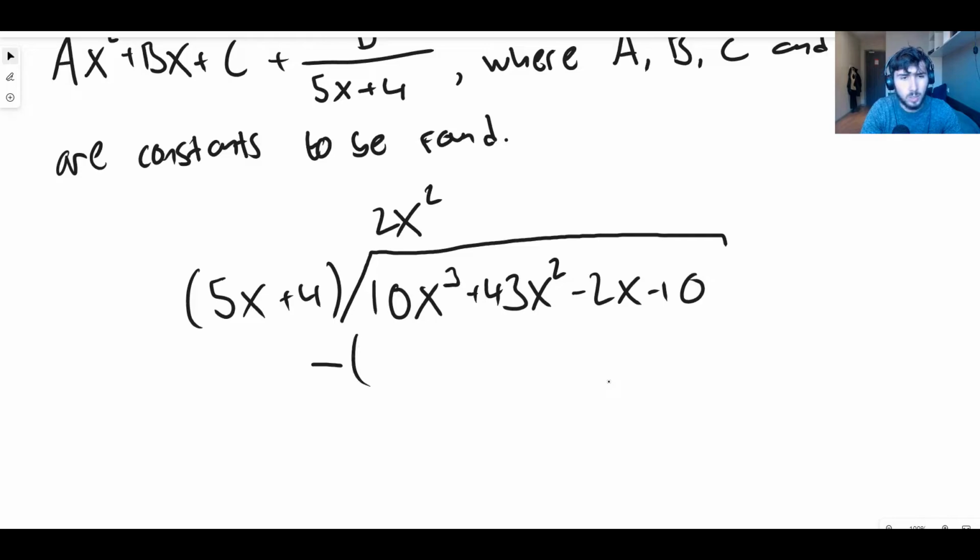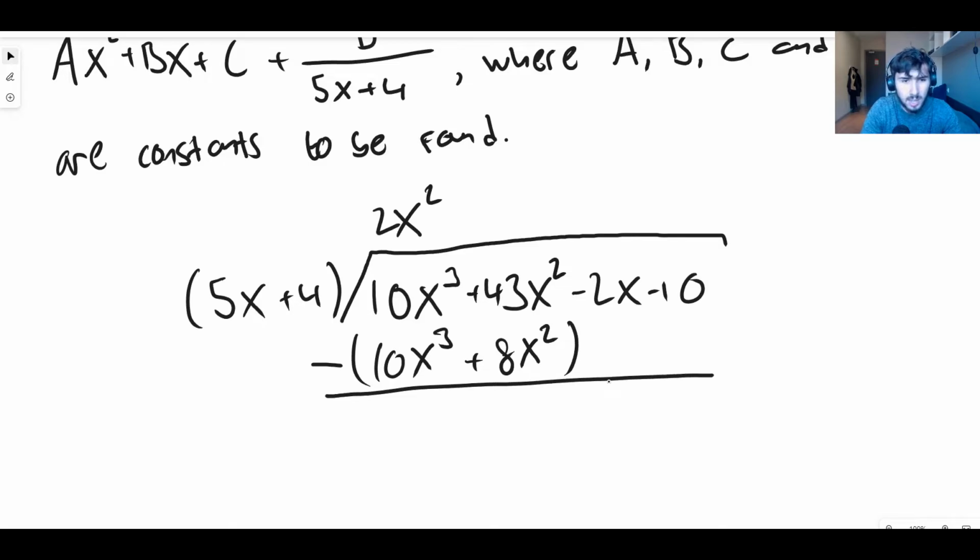Then we take away, and we do 2x squared multiplied by 5x plus 4, the whole thing. So 2x squared times 5x is 10x cubed. And 2x squared times 4 is plus 8x squared, just like that. 10x cubed minus 10x cubed, that's always going to be 0. And then we do 43x squared minus 8x squared, that gives us 35x squared, minus 2x minus 10, just like that.